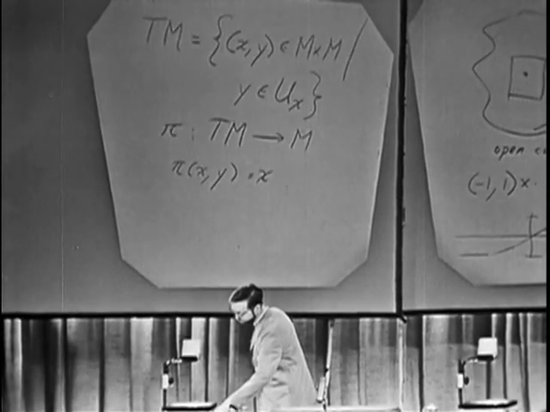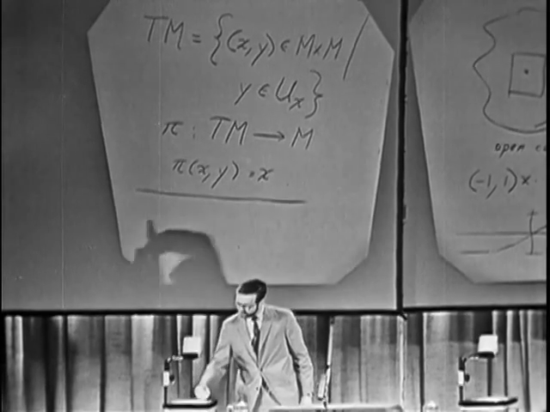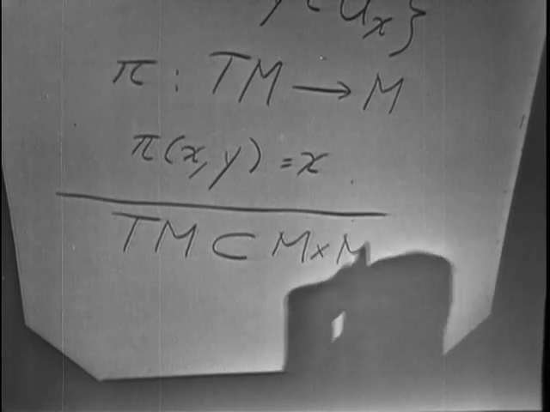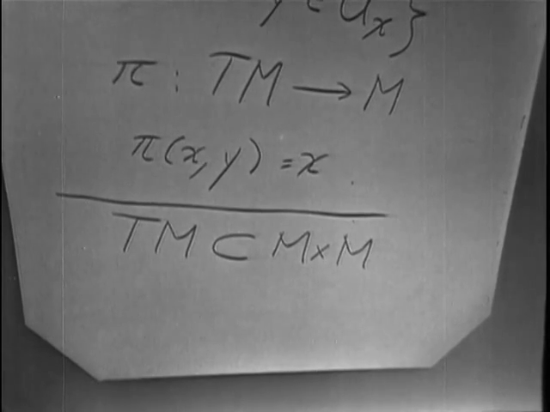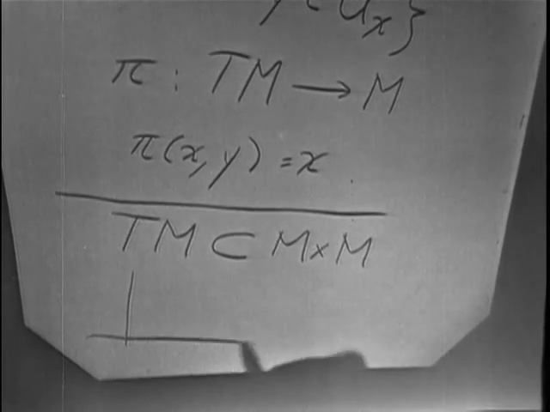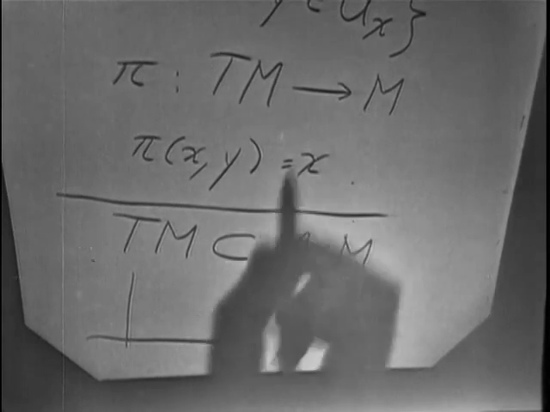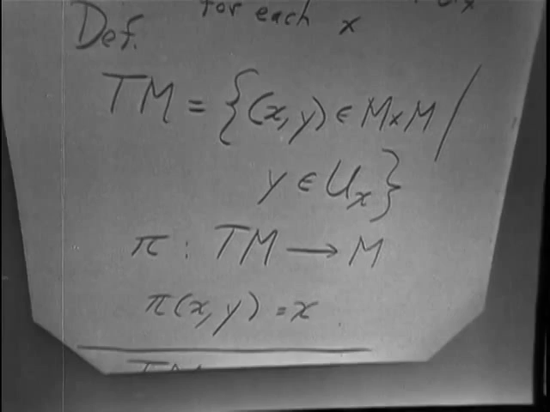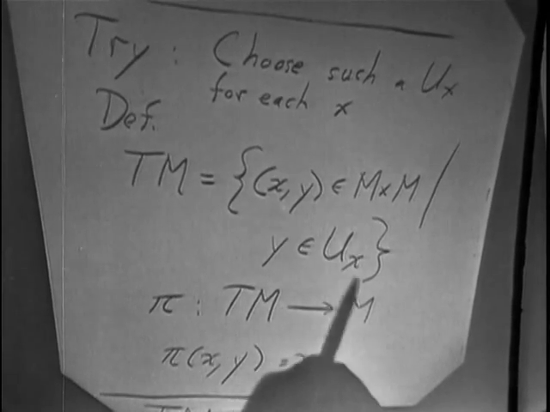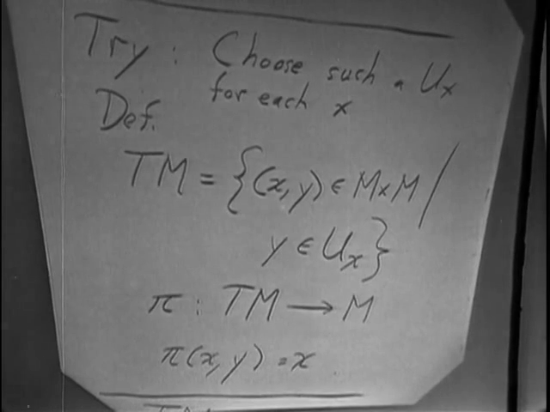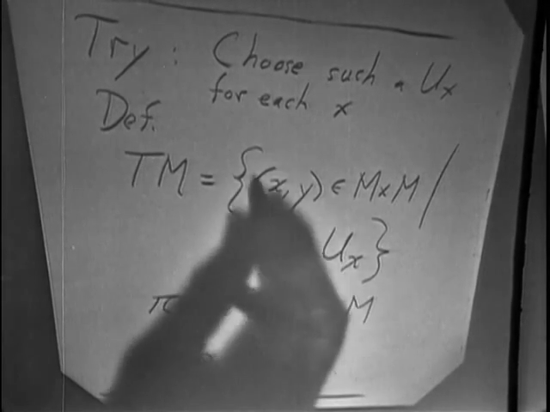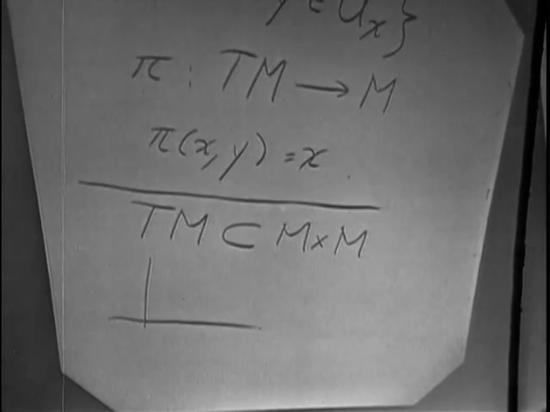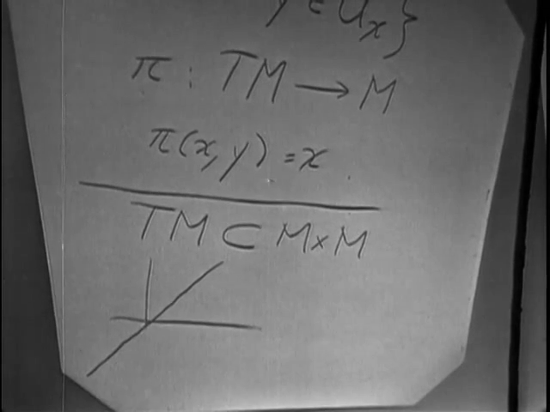And one restriction that we can put on is the following. If we notice that from this definition, T of M is embedded in M cross M, we can draw a picture like this. Suppose I think of M as being the real line. The points of the diagonal are always in U sub x. U sub x is the neighborhood of x, so x itself always belongs to U sub x, which means that the diagonal consisting of all points (x, x) is always in T of M. So in terms of a graph, I can draw the diagonal.